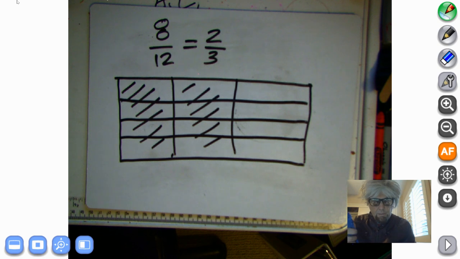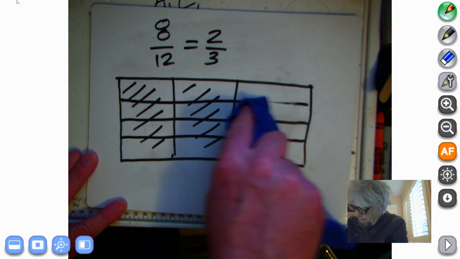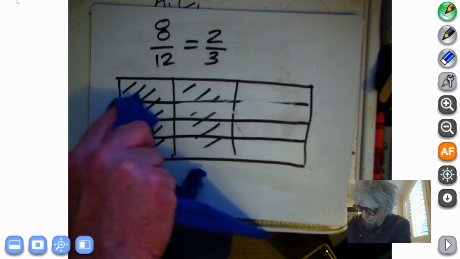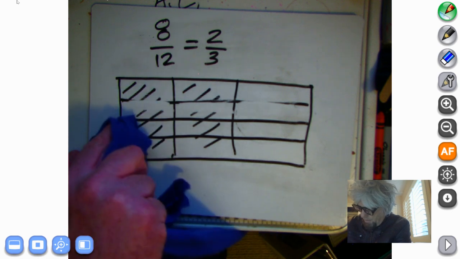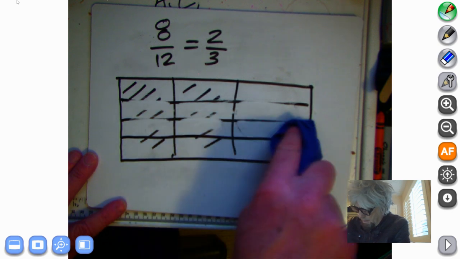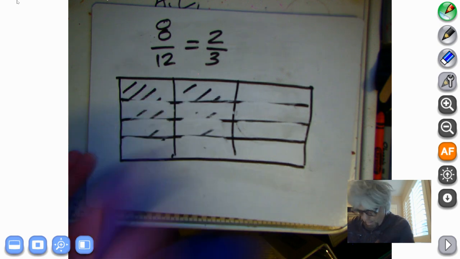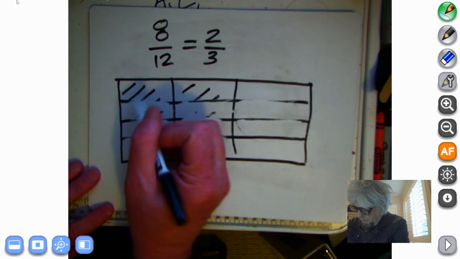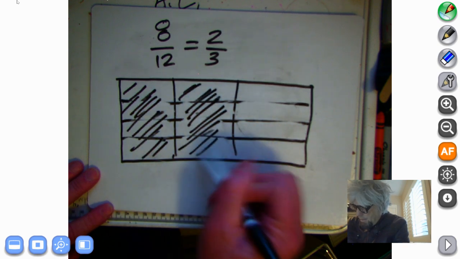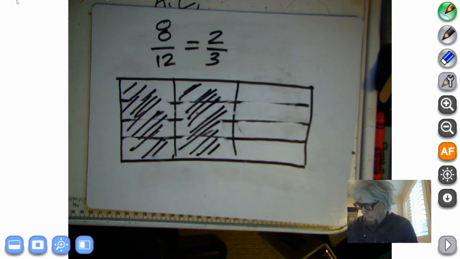Let's see what happens if we get our eraser and we go, okay, goodbye to all you. Goodbye to that cut. Goodbye to that cut. Goodbye to that cut. Auf Wiedersehen to this cut. See you to this cut. Goodbye to that cut. Goodbye to that cut. And goodbye to this cut. There, they're all gone now. And because I got so sloppy, I'm going to have to reshade. And look, we went from 8/12 this time to 2/3. Isn't that fascinating that we did that backwards?